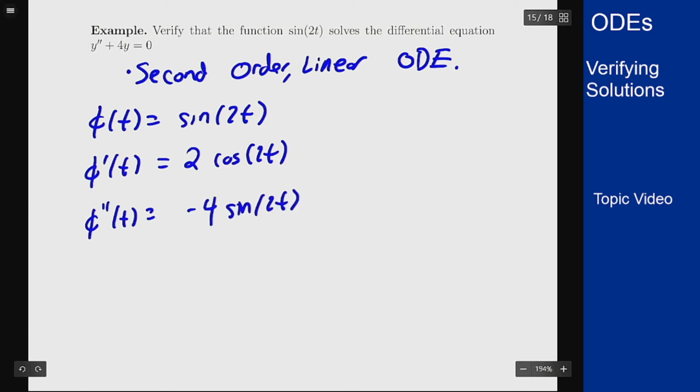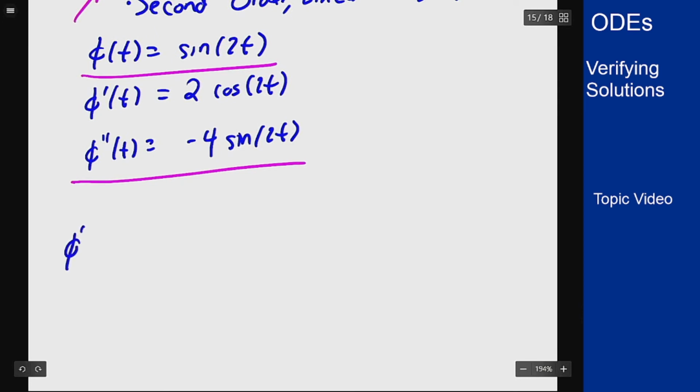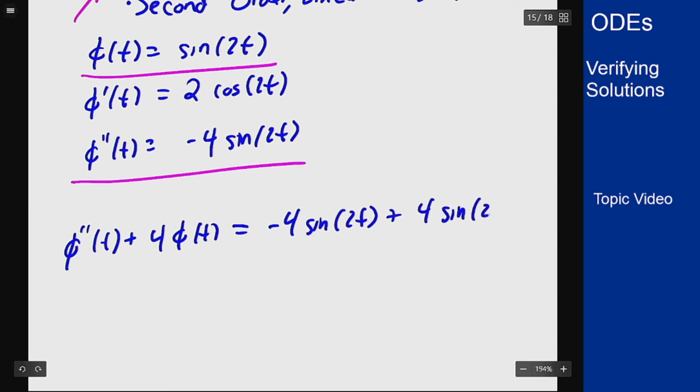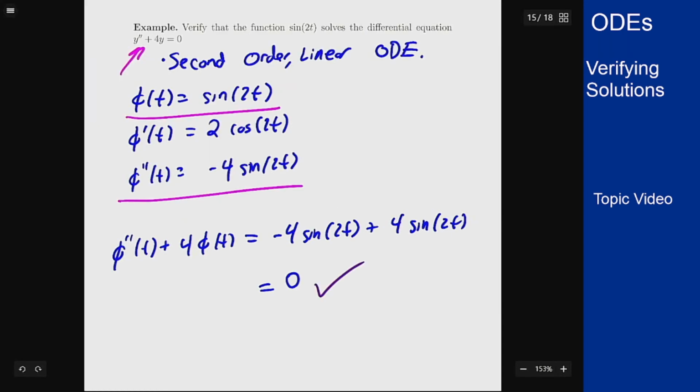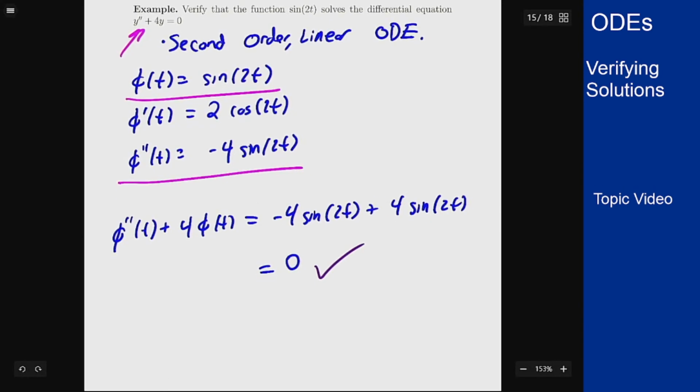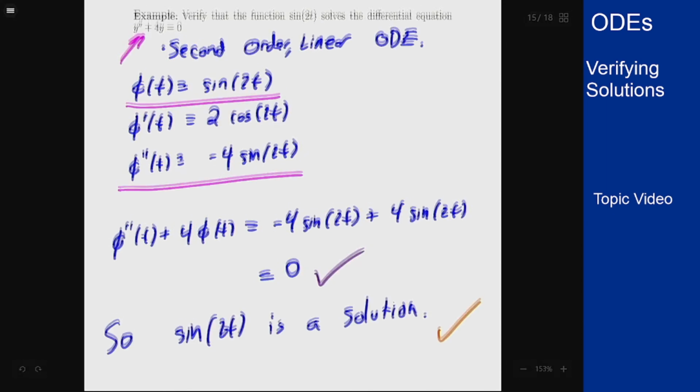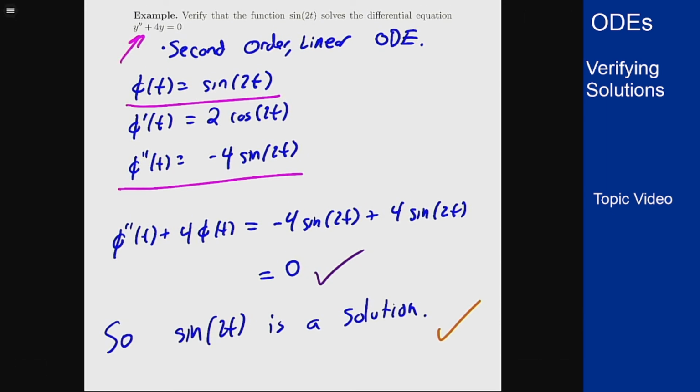So that means if I take this and plug it into that equation, I will see then that phi double prime plus 4 phi equals negative 4 sine of 2t plus 4 sine of 2t, which is 0, which is what I wanted. And that holds for all t, which means then that sine of 2t is a solution of this differential equation. And that's the entire process for any of these verify type problems.